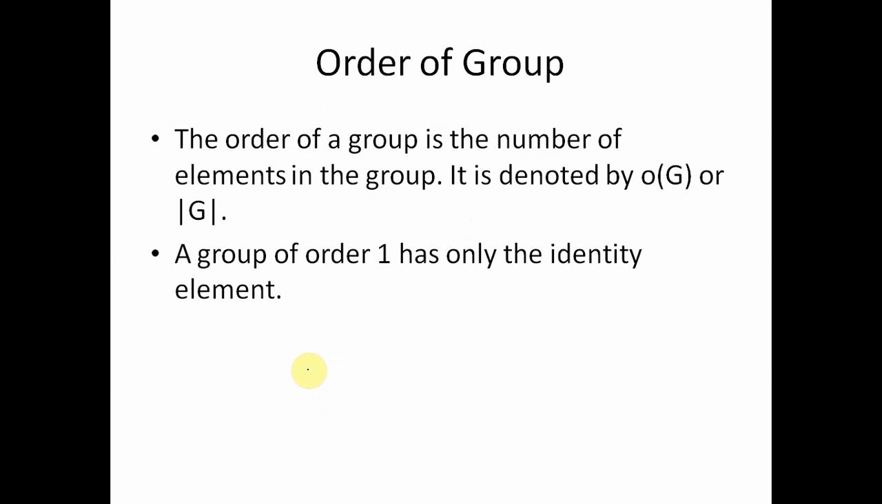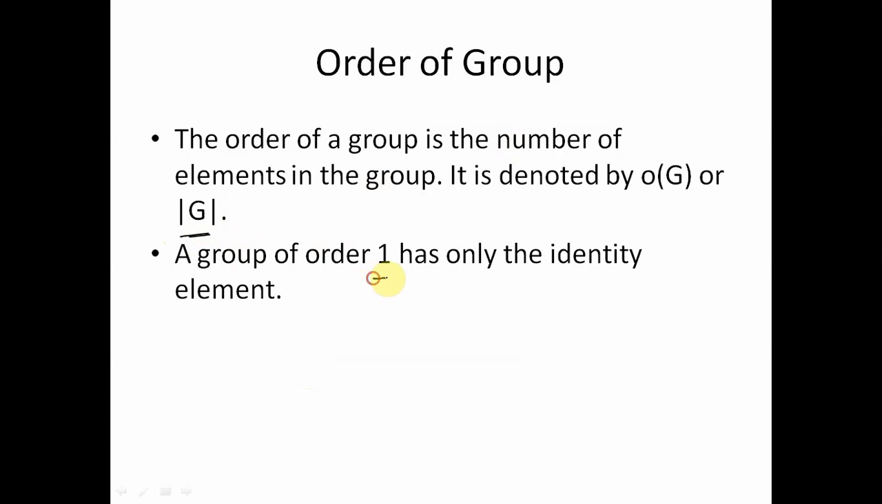Now, the order of a group is the number of elements in the group. Obviously, the order of a group can only be defined for the finite group. The number of elements in the group, or in other words, the cardinality of the underlying set, is called the order of the group. It is denoted by order of G, O of G, or by using this symbol.